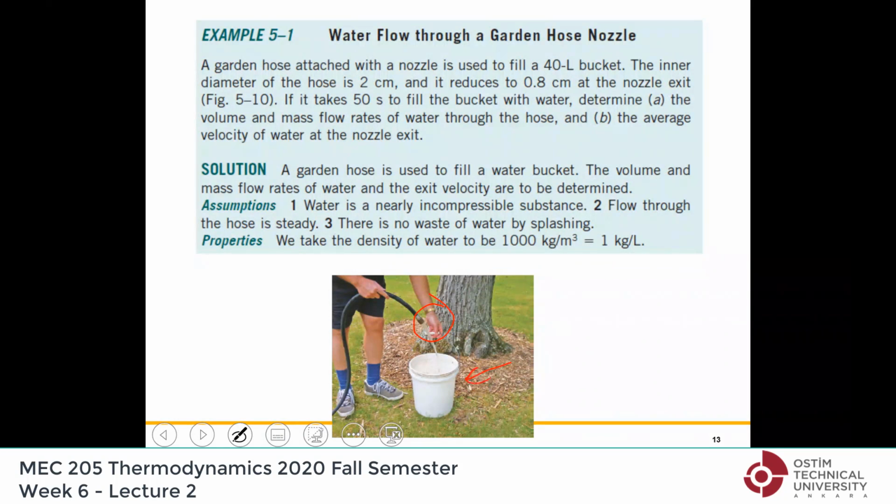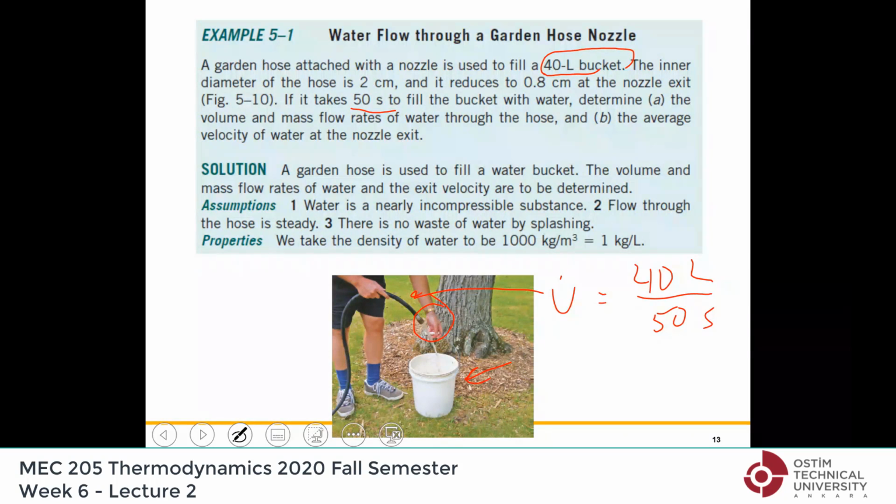You take a bucket like this, okay, of known volume. Let's say in this case 40 liters, and measure how long it takes to fill that bucket with water. In this case, it takes 50 seconds. Okay. And obviously, what is the volume flow rate? If it takes 50 seconds to fill a 40-liter bucket, then the volume flow rate of water must be 40 liters divided by 50 seconds, right? And this is the volume flow rate of water through the hose there.